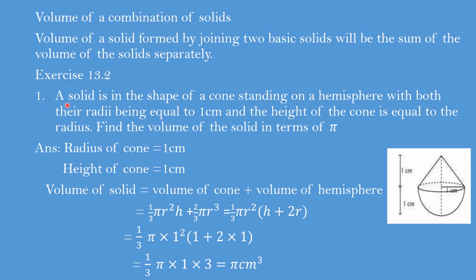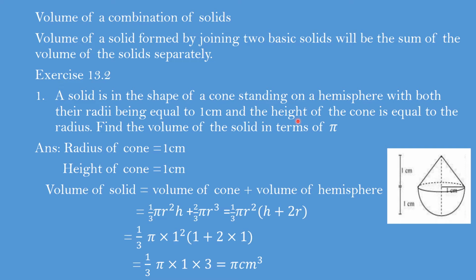Question number 1. A solid is in the shape of a cone, standing on a hemisphere, with both their radii being equal to 1 cm, and the height of the cone is equal to the radius. Find the volume of the solid in terms of pi. We can see the figure, a hemisphere and a cone on the top of the hemisphere. It is given that both the radii are equal to 1 cm. Therefore, we can write radius of the cone is equal to 1 cm and radius of the hemisphere also is equal to 1 cm.